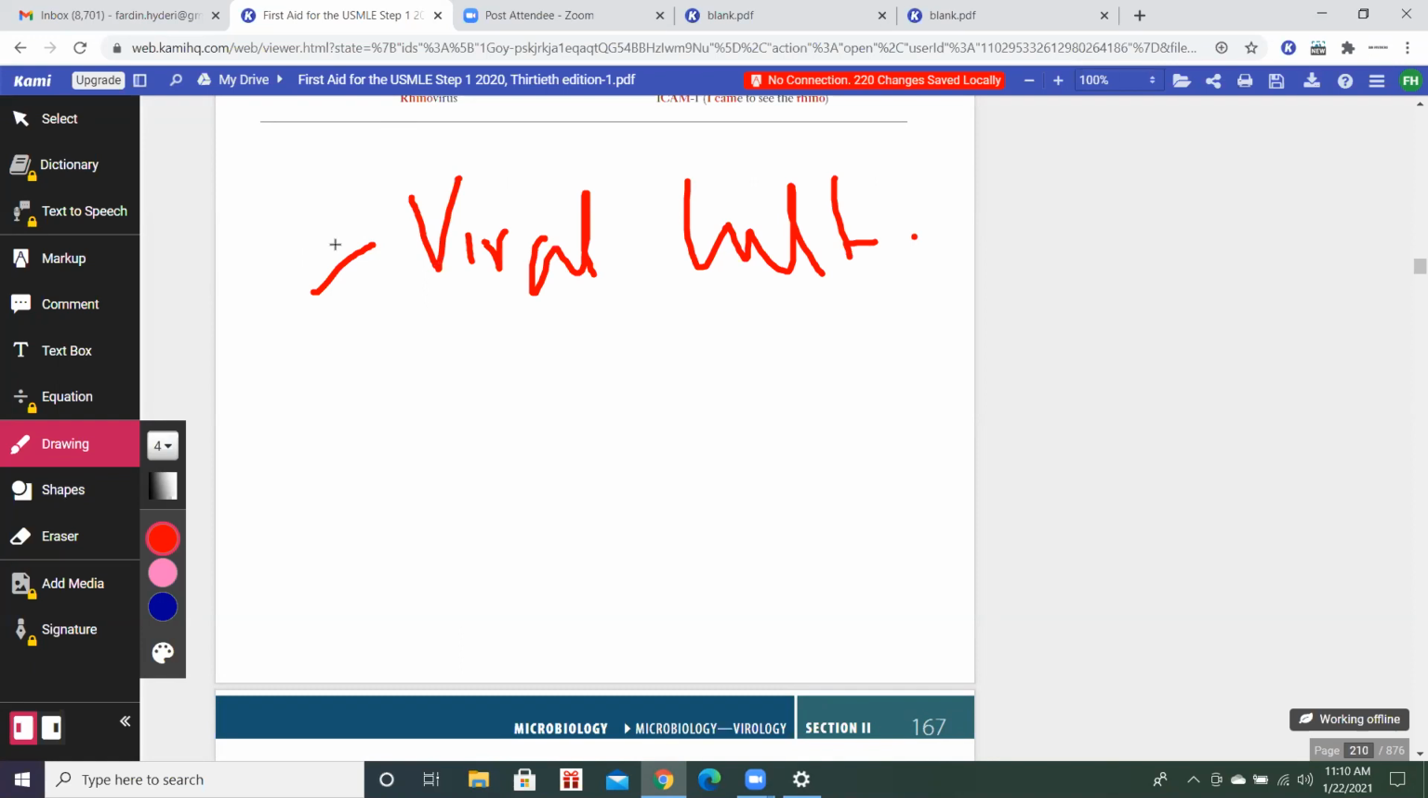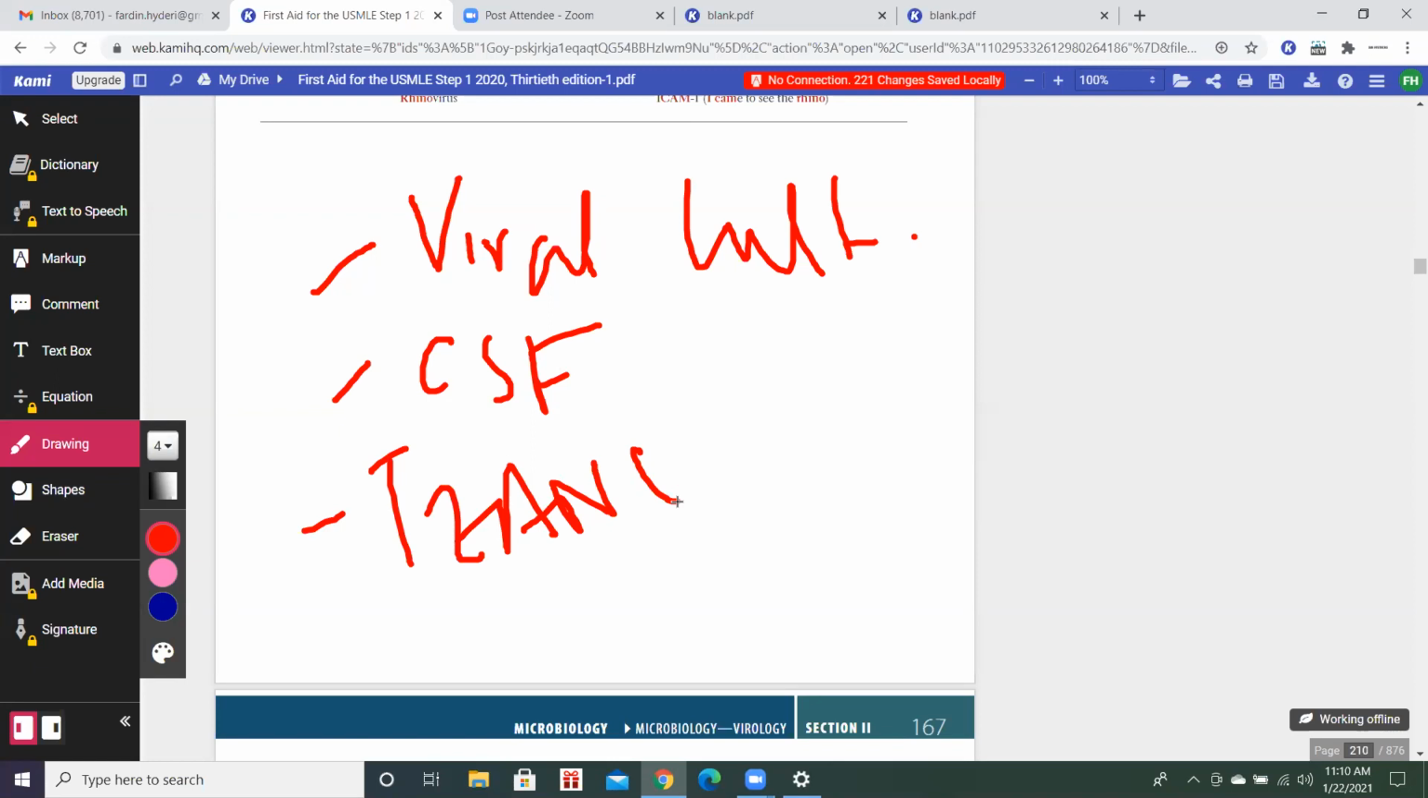Another one is if it's herpes encephalitis for HSV-1, you can always do a CSF study, right? Another one is you can do a Tzanck smear. Okay, you can do a Tzanck smear. And this is very high yield because the HSV viruses have a tendency of causing vesicular lesions, right? Small vesicles with fluid inside, right?